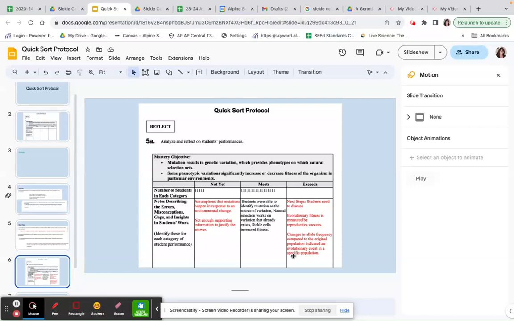And then changes in allele frequency compared to the original population. The other thing I didn't see students doing is they were just kind of talking about a general population and not saying this was what the starting population looked like and this is what happened over time. And so I want to make sure that I'm really emphasizing that there's a time component in here and that we're talking about two different populations that we're comparing to be able to identify that evolution has taken place.